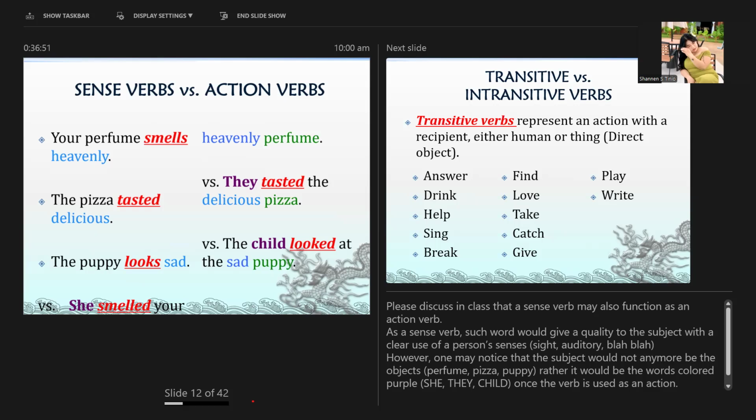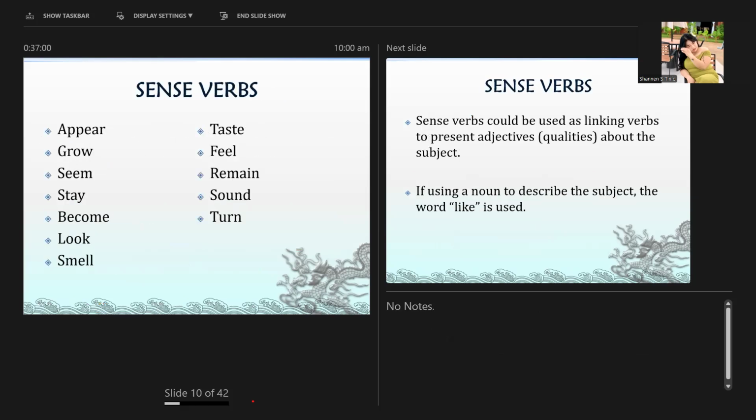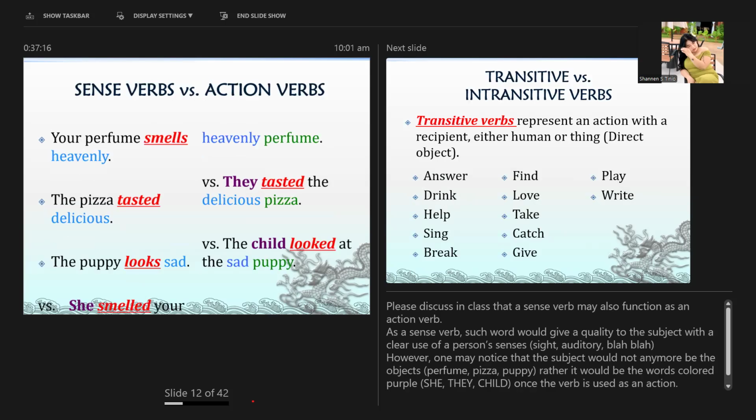Okay, can you write down some sentences right now? I want you to make one example. Pili kayo ng sense verb. And pumili kayo from here. And I want you to make two parallel sentences. One as a sense verb and one as an action verb. Can you do that, please? Kagaya ng examples na pinakita dito. At least two verbs. Okay? I'll be roaming around to check if you're doing it right. Okay?